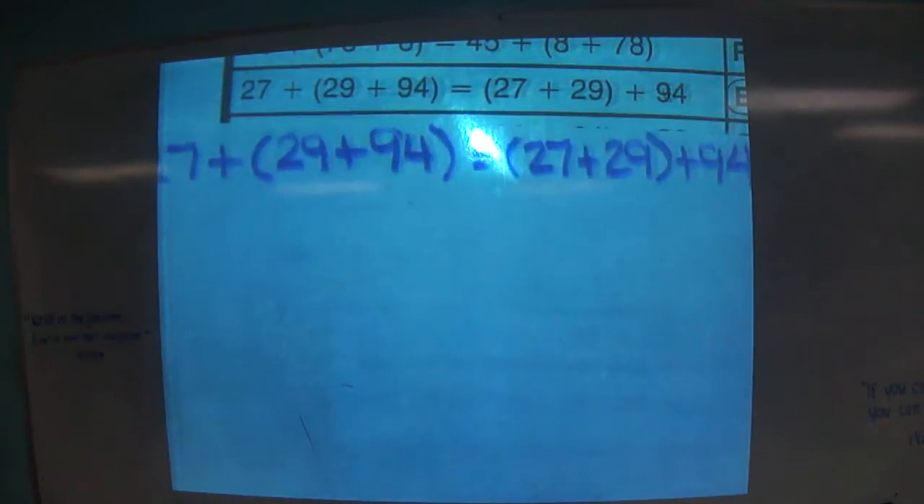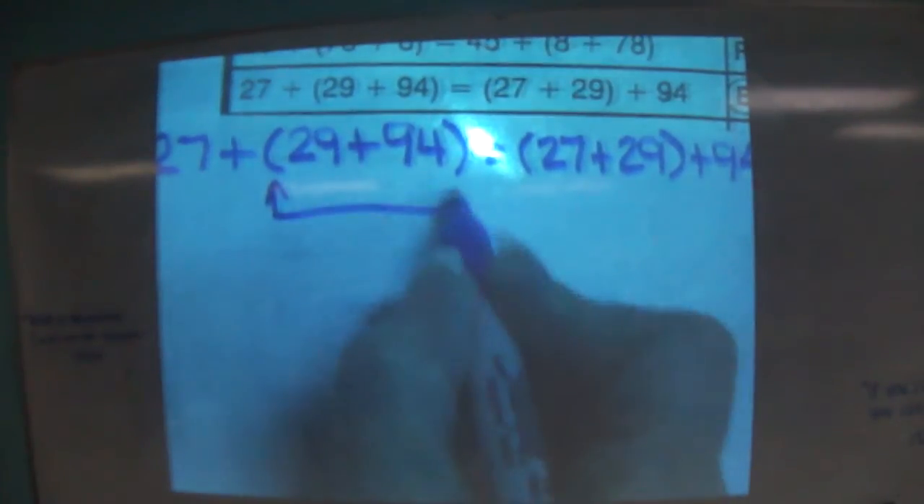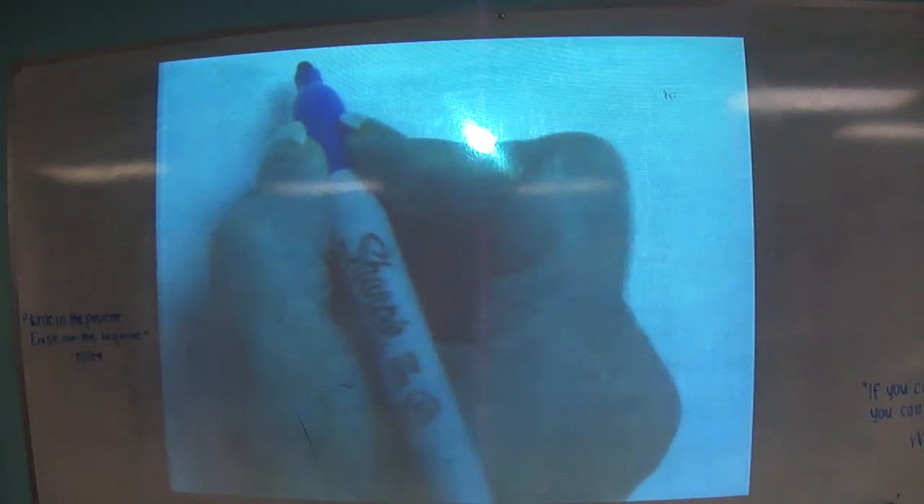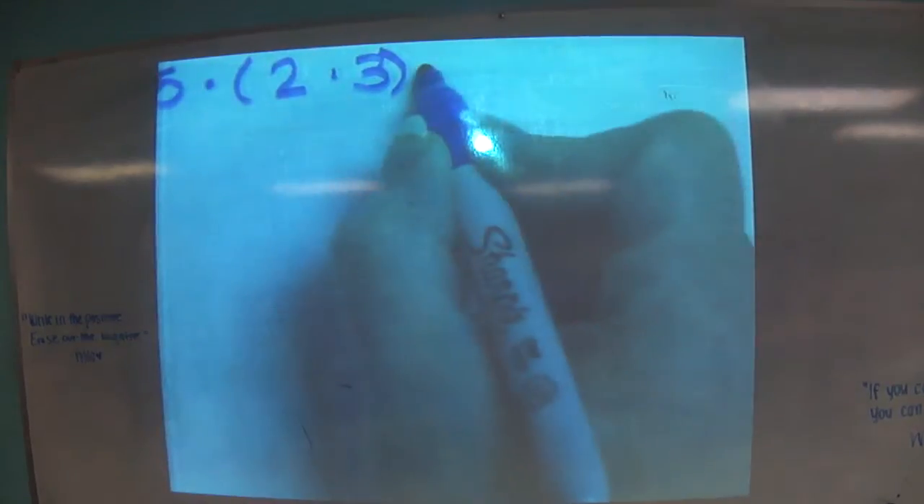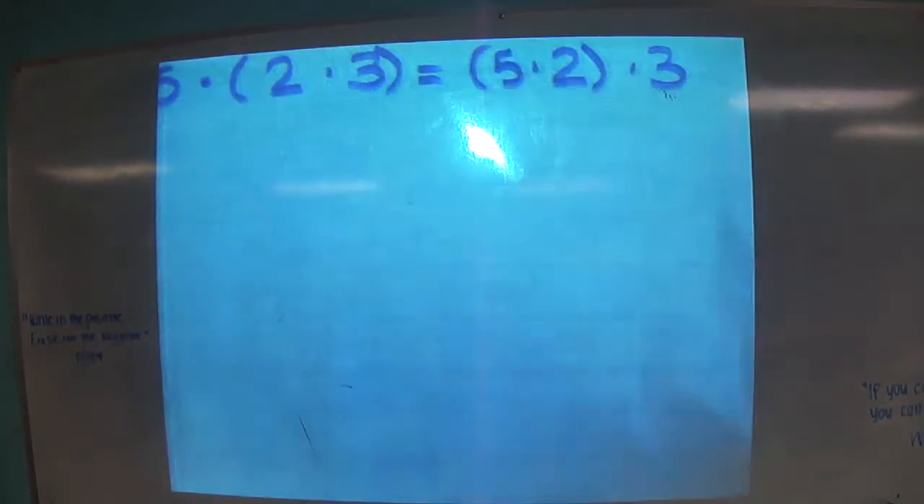Is it the same? Yes. Do you think it makes a difference? This is the associative property, because they associate by means of the parentheses. That means we go together. So let's look at an easier problem that might be more obvious to you. I'm going to use multiplication, okay? So 5 times 2 times 3 equals 5 times 2 times 3, with the parentheses in different places.